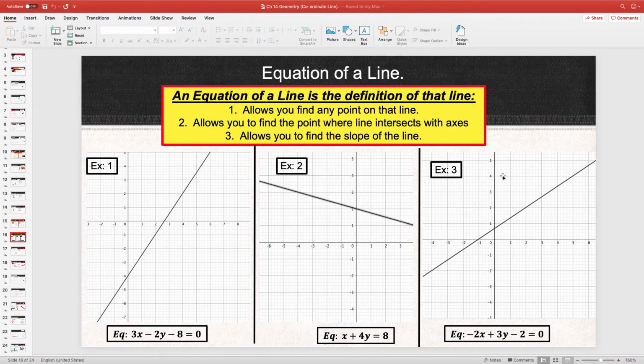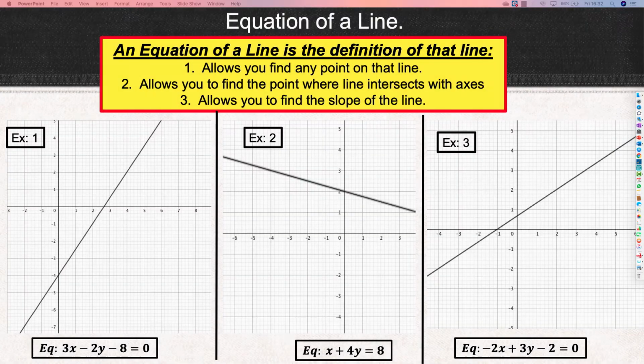Let us jump back into the equation of a line. We finished up looking at how to get the slope out of the equation of the line last week. Now we're going to look at how we're going to create the equation of a line.